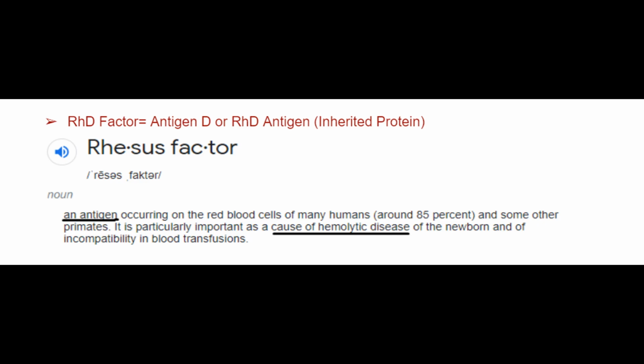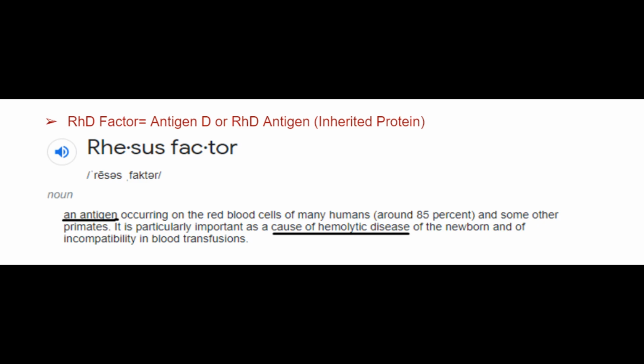Rhesus factor. When you're testing for the rhesus factor, it is an antigen occurring on the red blood cells of many humans, around 85%, that means the Rh positives, and some other primates. It is particularly important as a cause of hemolytic disease of the newborn and of incompatibility in blood transfusions. So again, the rhesus factor is the RhD antigen. That's what they're testing for, is the antigen.